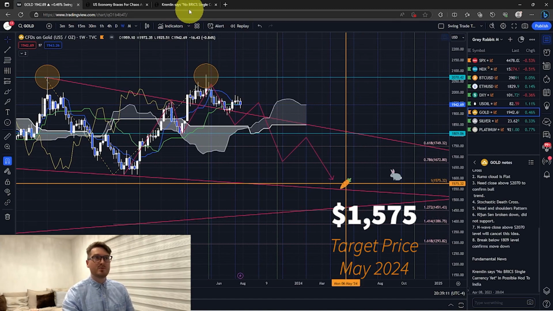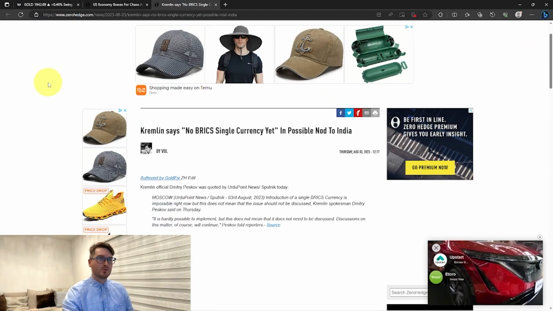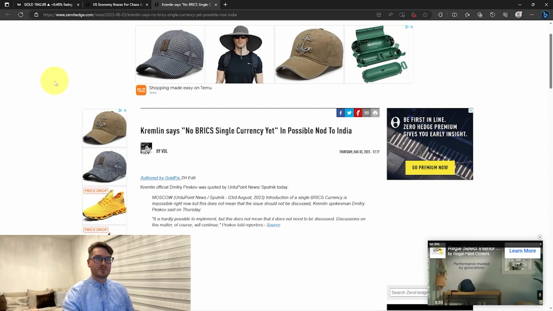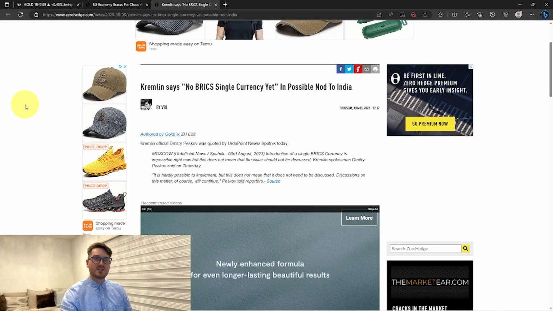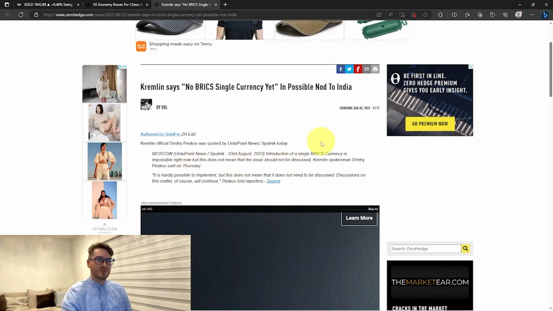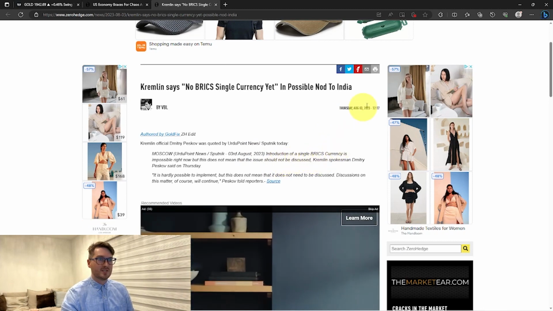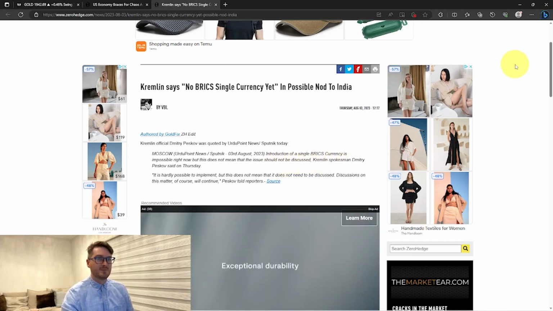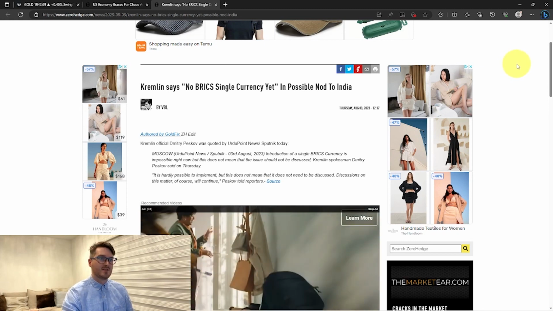And guys, now let's move into some fundamental news. So the Kremlin says no BRICS single currency yet, and possible nod to India. So guys, I just wanted to bring this article up. The Kremlin official Dmitry Peskov was quoted by Urdu Point News and Sputnik today. The introduction of a single BRICS currency is impossible right now, but this does not mean that the issue should not be discussed, Kremlin spokesman Dmitry Peskov said on Thursday.